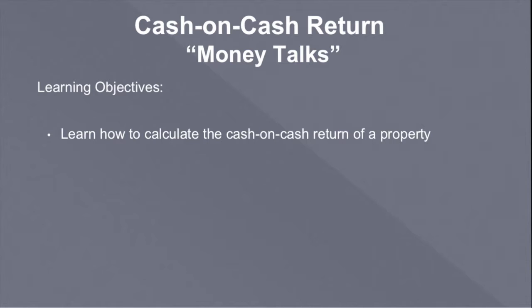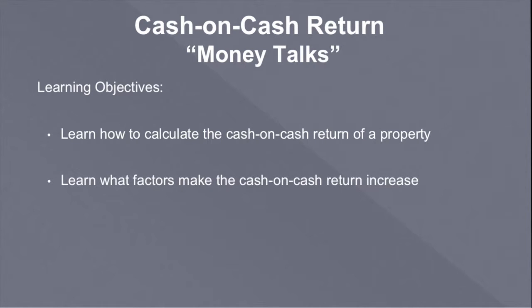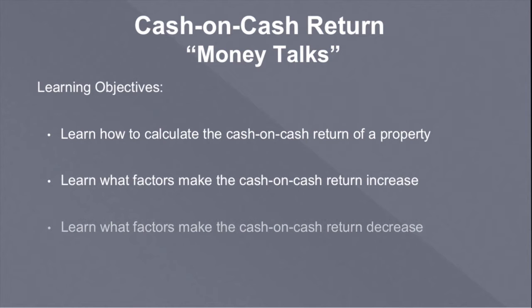So our learning objectives in this lesson are: how do we calculate the cash on cash return of a property, and what factors make this increase and what factors make it decrease? That's always what we need to look at. What's going to make things go up? What's going to make it go down? What's going to make it better? What's going to make it worse?